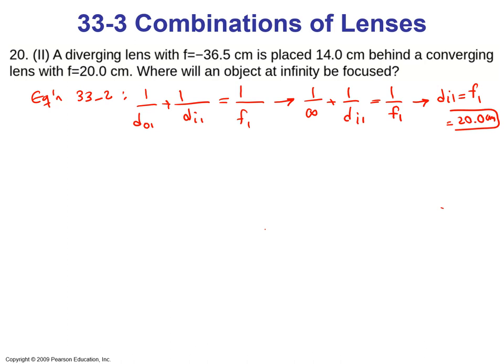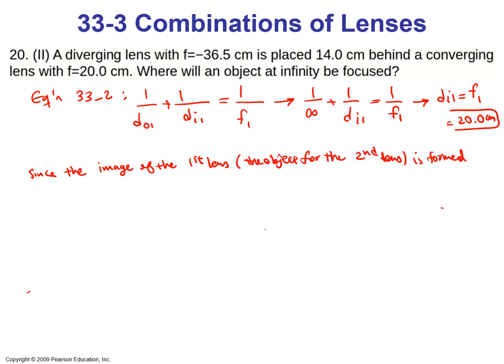This image will be the object for the second lens. And we say, since the image of the first lens, in parentheses, the object for the second lens, is formed behind the lens, therefore, the object distance for the second lens is negative.